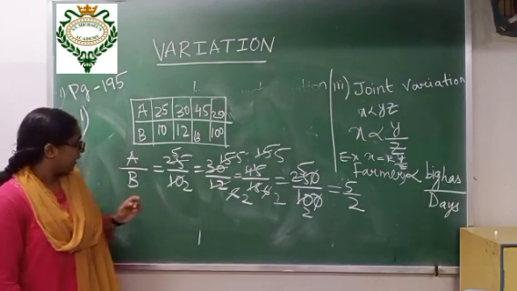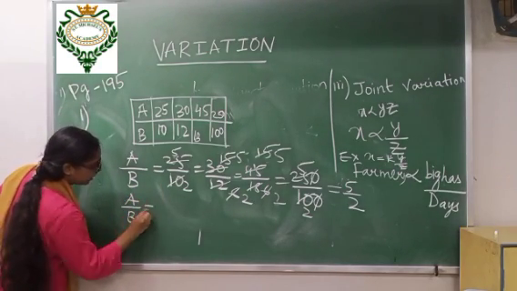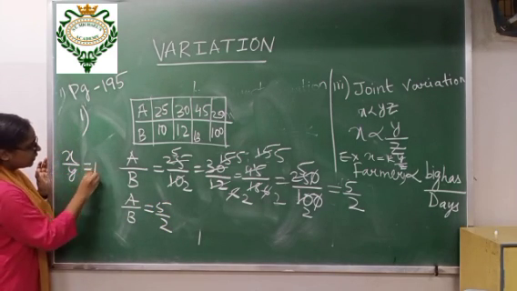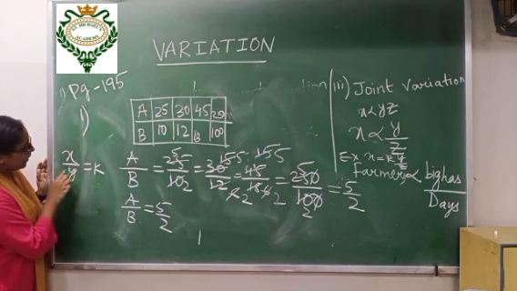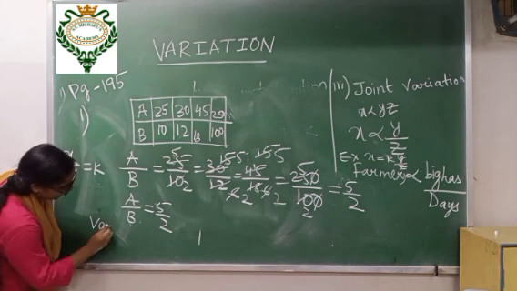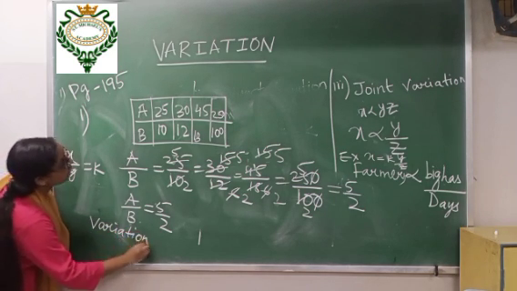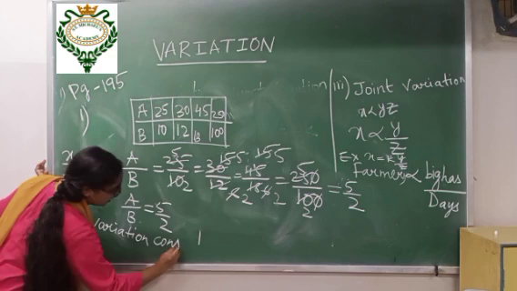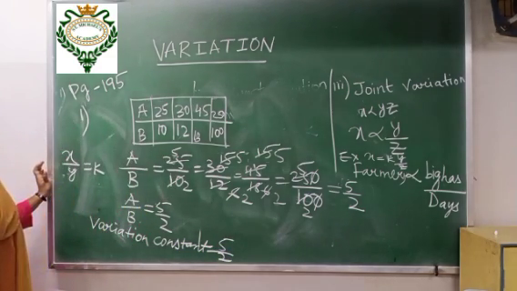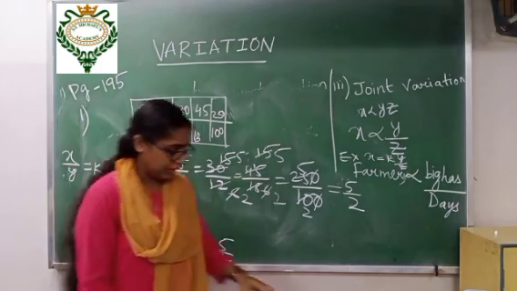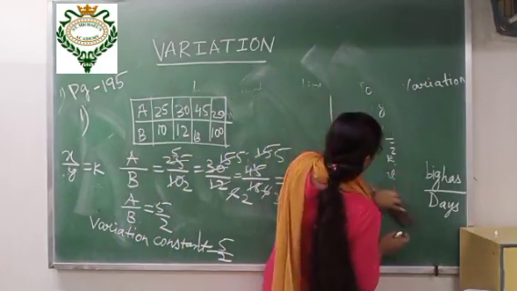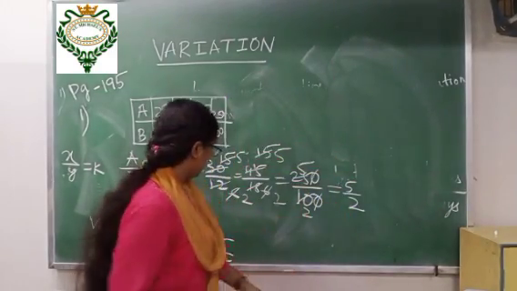It means that A by B equals how much? 5 by 2. Now you can say x by y equals k. Both are same. See x is a, y is b. In k place it is 5 by 2. Means the variation constant in your given question, the variation constant value is how much? 5/2. Okay. Now they are asking the relation also between A and B. So what will be the relation between A and B?